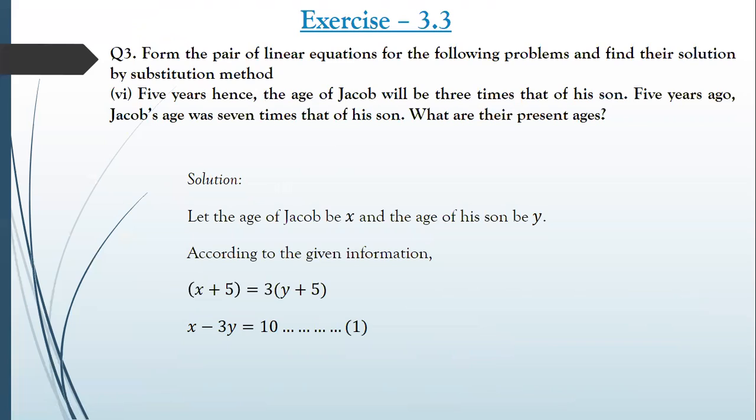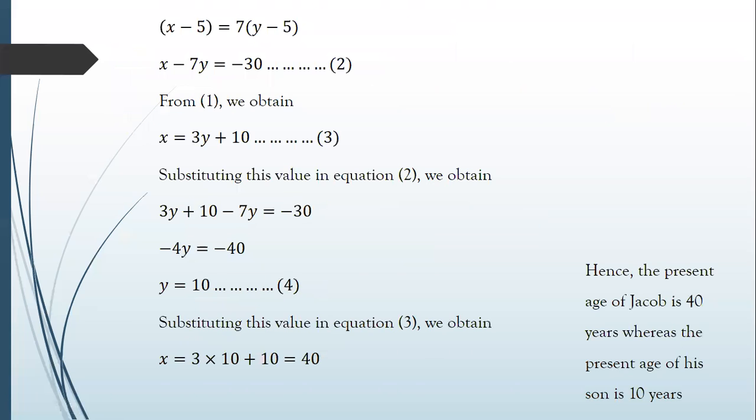Now another part of the same type. 5 years hence, the age of Jacob will be 3 times that of his son. 5 years ago, Jacob's age was 7 times that of his son. What are their present ages? Let the age of Jacob be X and the age of his son be Y. According to the given information, X plus 5 equals 3 into Y plus 5. Solving, we get X minus 3Y as 10, which will be the first equation.